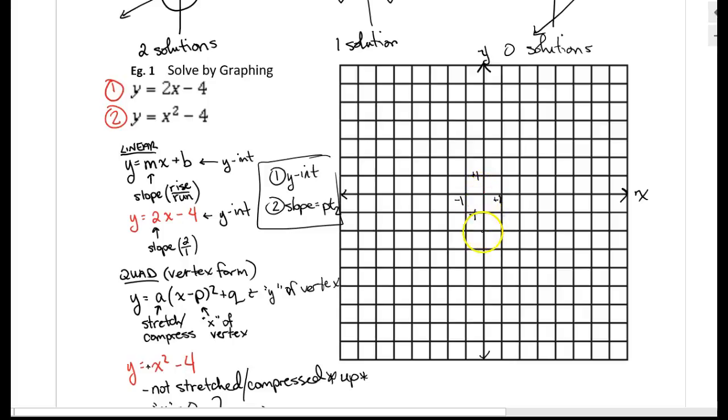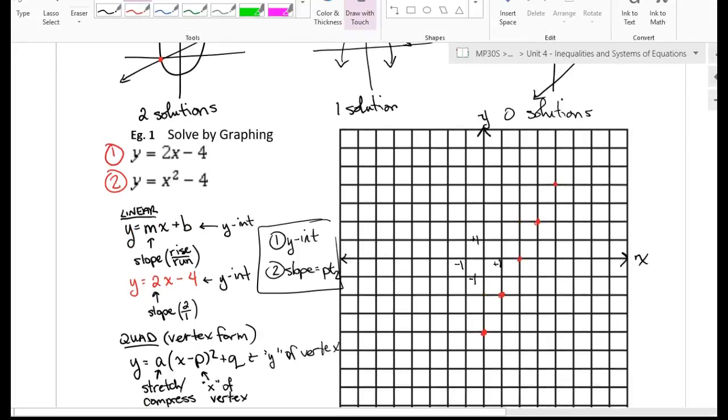For my line, I'm going to find my y-intercept, which is at -4, and I'm going to use that rise up to over 1, and it's going to help me plot some points: up to over 1, up to over 1. And then I can connect those points.